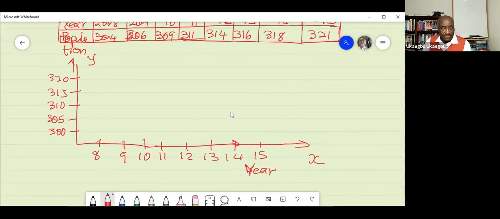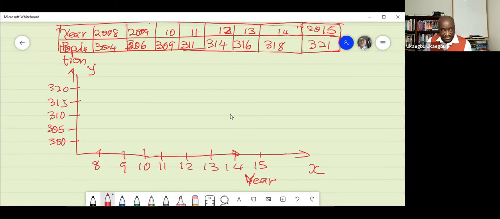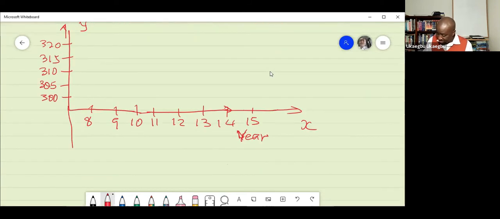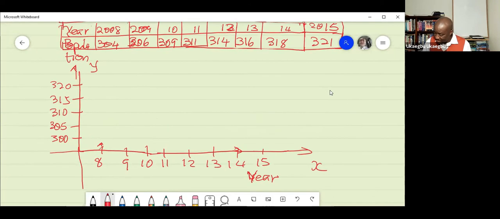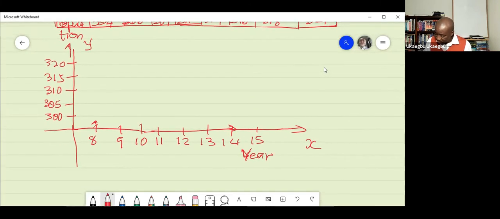Okay, so now you can just quickly indicate what you have. Remember, when you are drawing an x-y axis, you still have the negative section. So in 2008, you have something like 304. So 304 is probably somewhere here. And in 2009, you had 306. I'm sorry, 304 is somewhere here. So just sketch something. So then in 2009, you have something about somewhere here. Okay? And then you keep going.